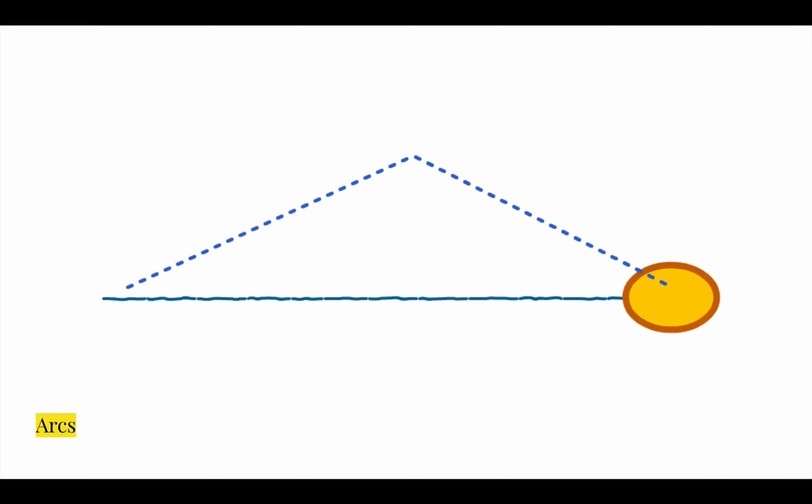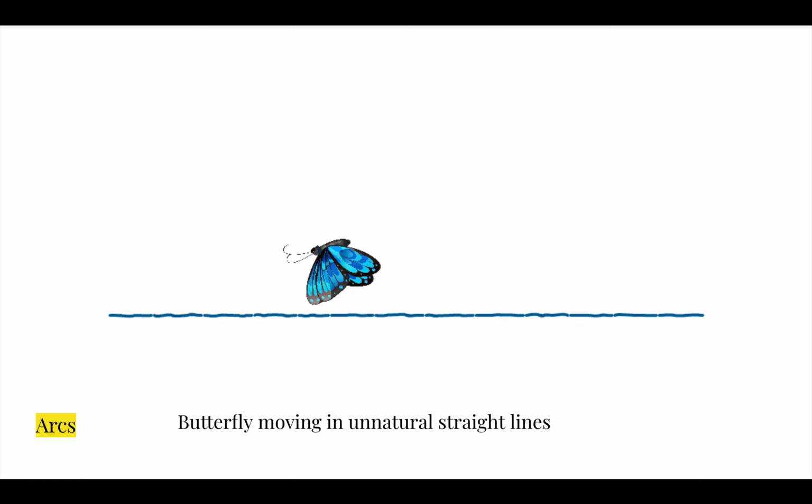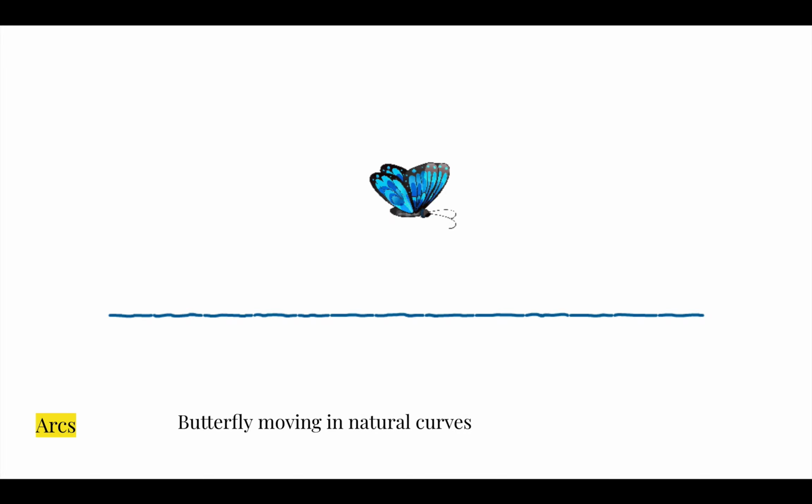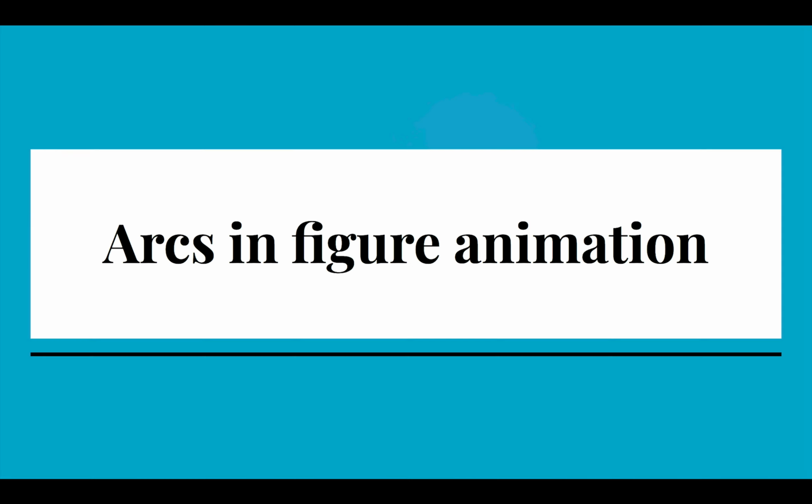Another way of looking at it is imagine a butterfly. If it was flying in straight lines, it wouldn't be very natural. As a matter of fact, this is the most unnatural way a butterfly would move. Instead, we're used to seeing a butterfly follow these natural curves. This is the kind of thing that we need to look for in real life that we can start to apply to our own animation work.